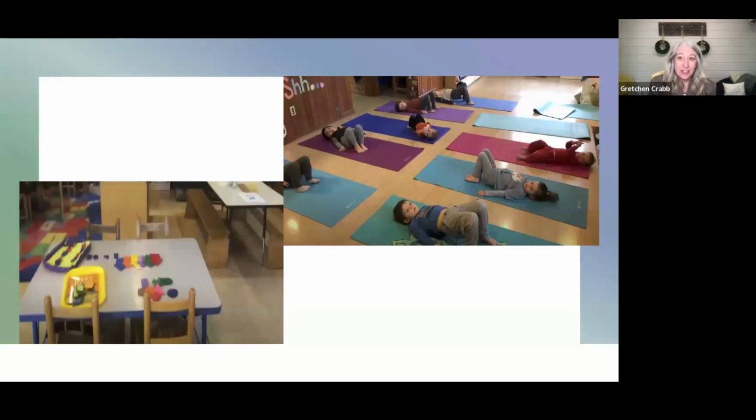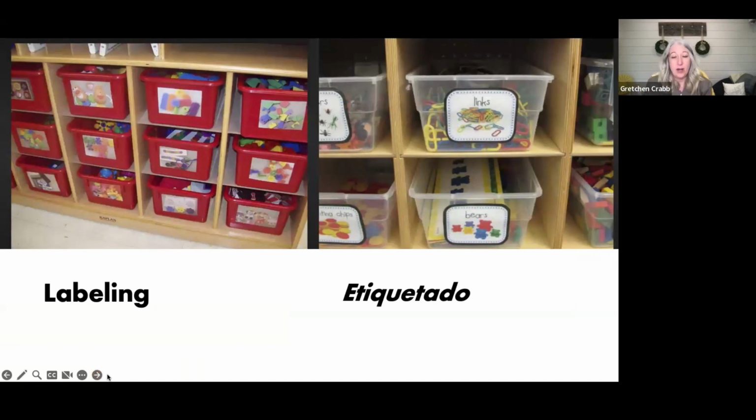But because all of these things are movable and stackable and you can get them out of the way, you can create a whole different environment that looks very different visually, right? So offering gross motor types of things within the environment is really helpful.